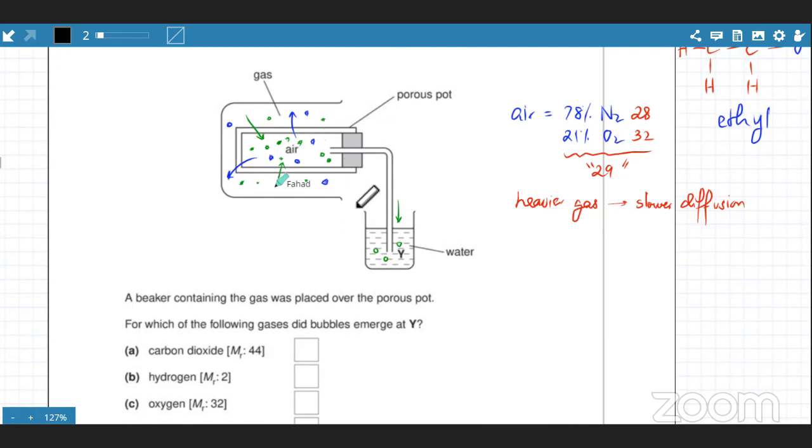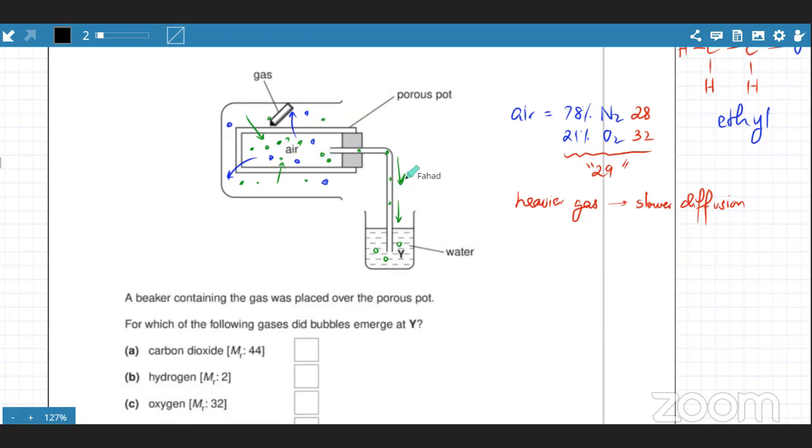But the end result would be, because the particles are diffusing into the porous pot at a much faster rate, there's more and more gas that's accumulating in the porous pot. The gas particles would start pushing downwards. They need an escape because the gas is entering the porous pot at a much faster rate. So these particles travel through this tube, and bubbles would start to appear over here.